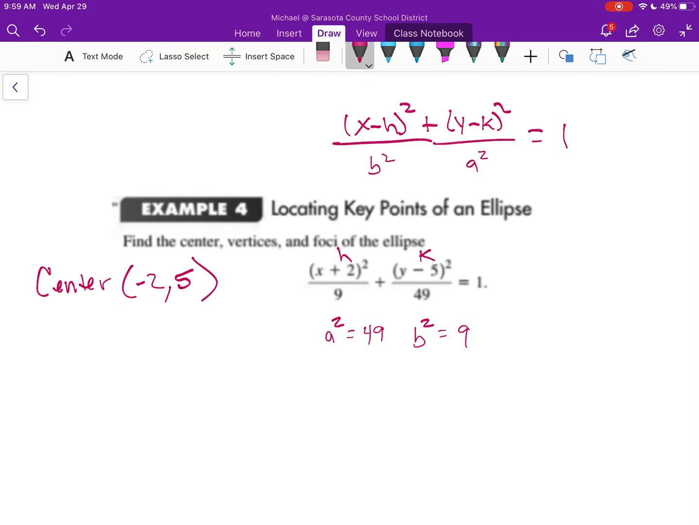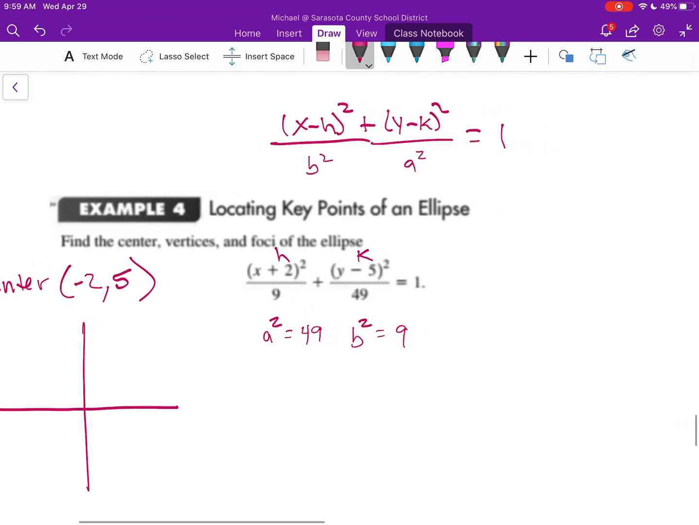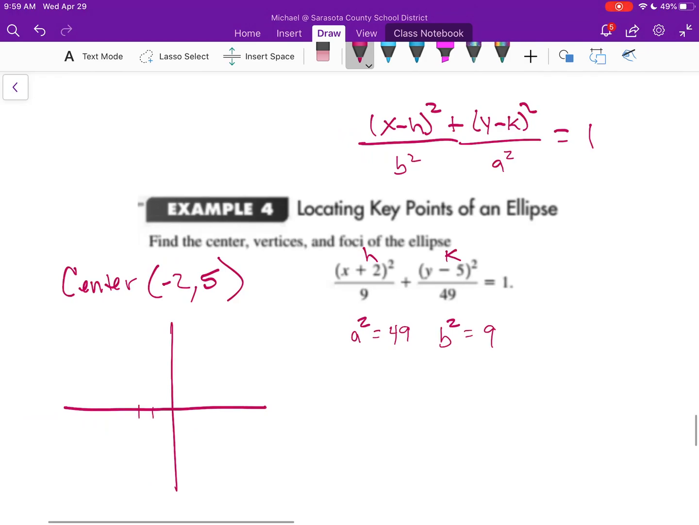And then we want to find out where the vertices are going to be. Well, I like drawing these out. I think it really helps visualize what we're looking at. So our center is at -2, 5. That means that since my a squared is 49, a is 7, and b is 3. So what this tells me is that I have a distance above the center of 7 and a distance below the center of 7.